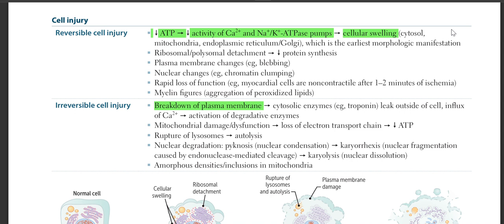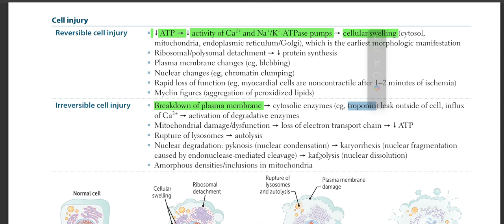Now, see, this membrane broke down. There is one very interesting thing. In the cell, there are a lot of cytosolic enzymes. In the heart, it's troponin. In the liver cells, it's AST and ALT. So if there is a lot of enzyme in the cell, and the cell breaks out, where will the enzyme go? Blood. Yes, in the blood.